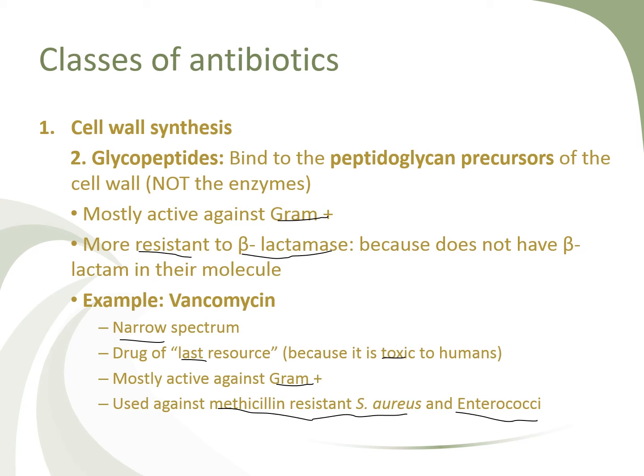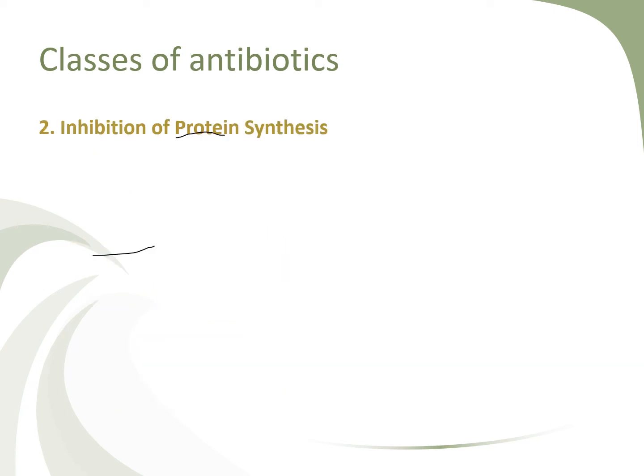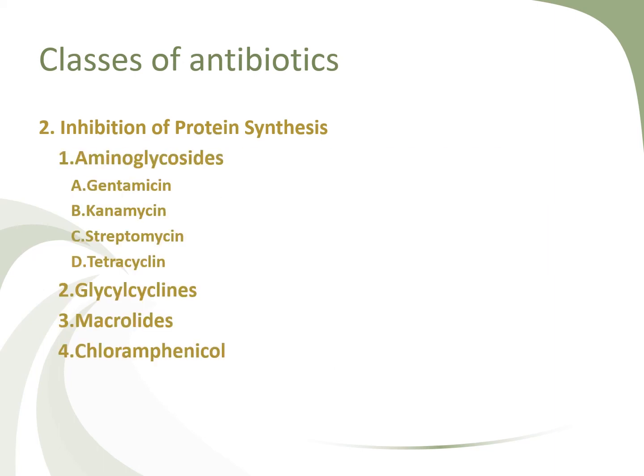But in some cases it's necessary to use because they are effective against methicillin-resistant Staphylococcus aureus and Enterococci. Okay, so they are effective against resistant bacteria such as Staphylococcus aureus and Enterococci. Okay, so it can act against the ribosome or the tRNA, the elongation of the protein chain. I have these main types: aminoglycosides that has 4 main antibiotics, glycylcyclines, macrolides, and chloramphenicol. So I'm gonna talk about each of them now.